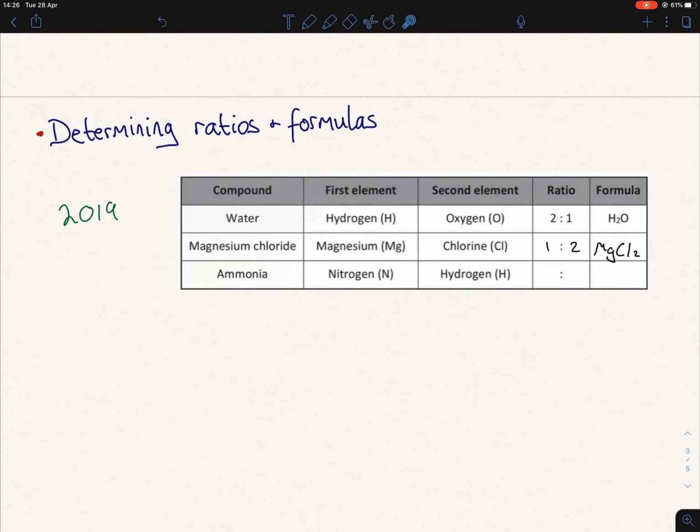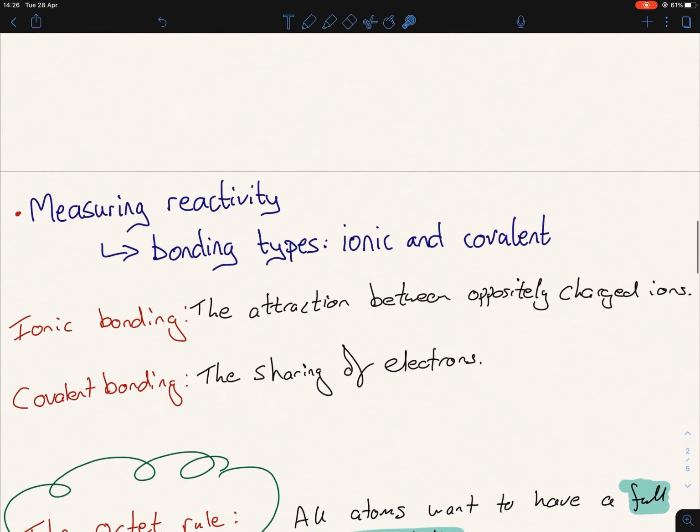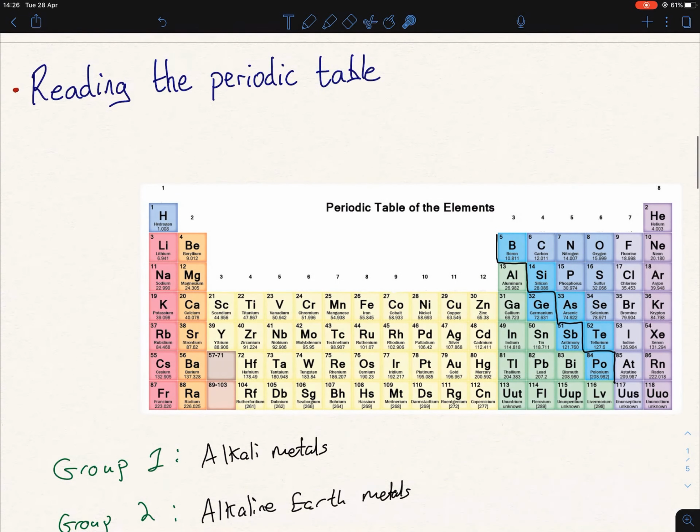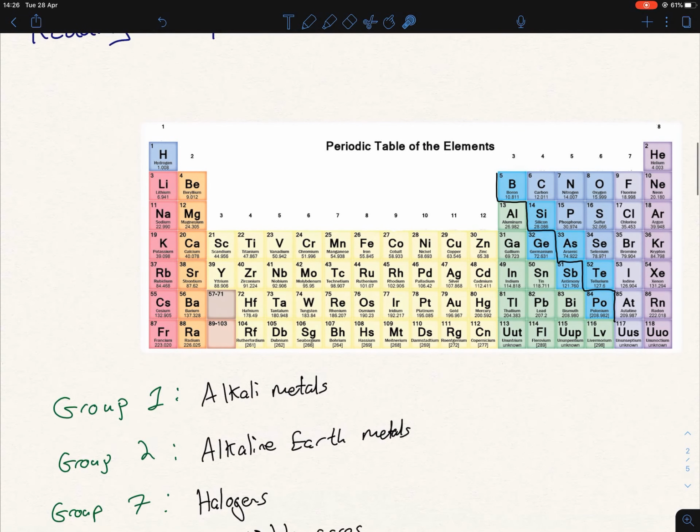So look, last part here, ammonia. We know there's nitrogen and hydrogen in it. So I'll go back up here to the periodic table. Nitrogen and hydrogen. So where is nitrogen? Nitrogen's over here. We've used that loads today. And hydrogen is over here. So I rise up my nitrogen here, and I rise up my hydrogen over here.